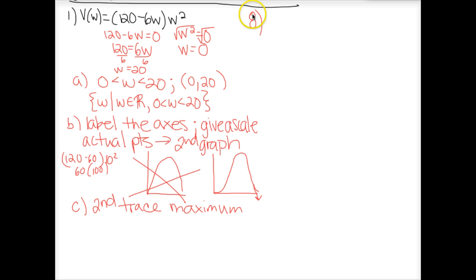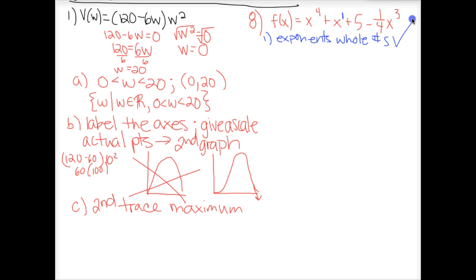The problem originally had asked you to do several things, the first of which was to decide if it was a function. So originally, 8 said f of x equals x to the 4th plus x plus 5 minus 1/4 x cubed. So remember, to decide if it's a polynomial, two things have to be true. 1, all the exponents have to be whole numbers. So I look at my exponents. This one's a 4. This one doesn't have 1, but it's understood to be a 1. This one would be x to the 0. This one is a 3. So yes, my exponents are all whole numbers.